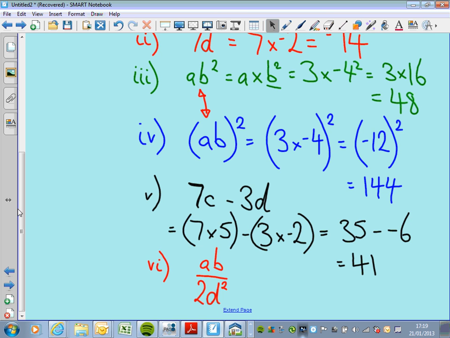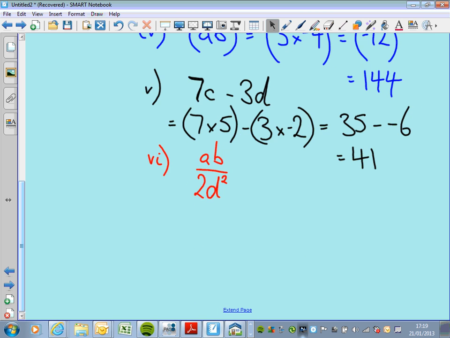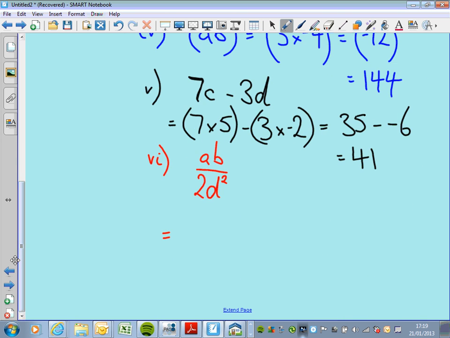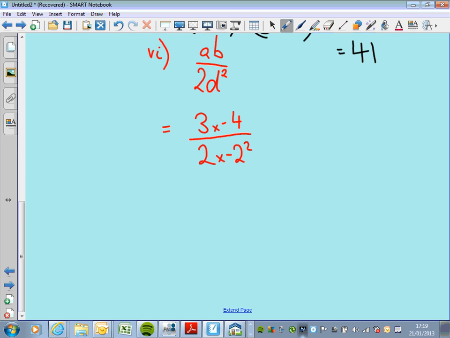Okay, I think it's the last one we've got here. AB over 2d squared. It looks complicated, it isn't. First things first, substitute in the numerical values in place of the letter values. A and B are 3 and minus 4, so AB means A times B, so it's 3 times minus 4. Over 2d squared, d is minus 2, I've remembered something. So 2d squared means 2 times minus 2 squared. Don't forget big maths, big maths, big maths.